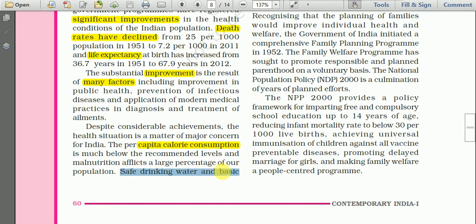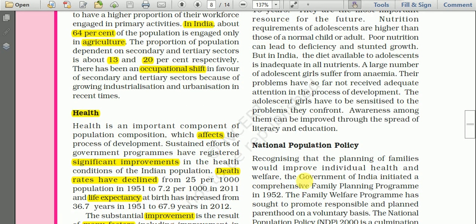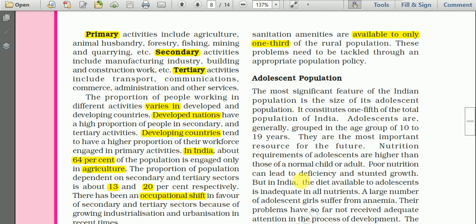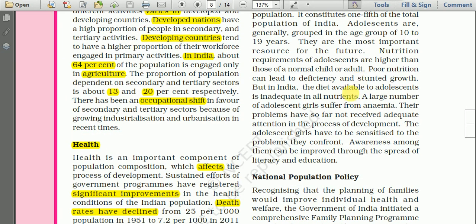At the same time, safe drinking water and basic sanitation amenities are available only to one third of the rural population. So most of the villagers are not getting potable water. And likewise, other sanitation facilities and amenities are also not available. So these are the problems which need to be tackled through an appropriate population policy. So this is about the health status of India.